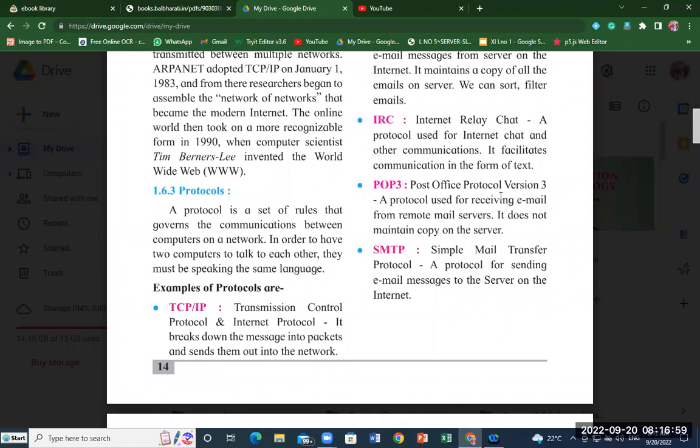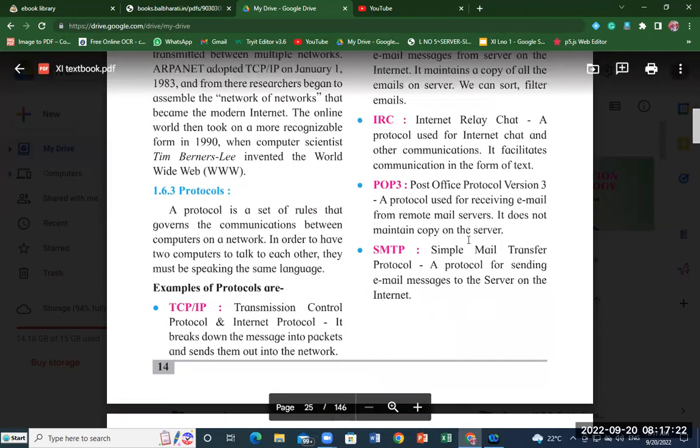POP3, Post Office Protocol version 3. Now, what do you mean by Post Office Protocol? A post office is where we get our letters, correct? But if we consider the internet, POP is also one kind of protocol, like a post office, wherein you get all the emails and from there they are circulated, right?